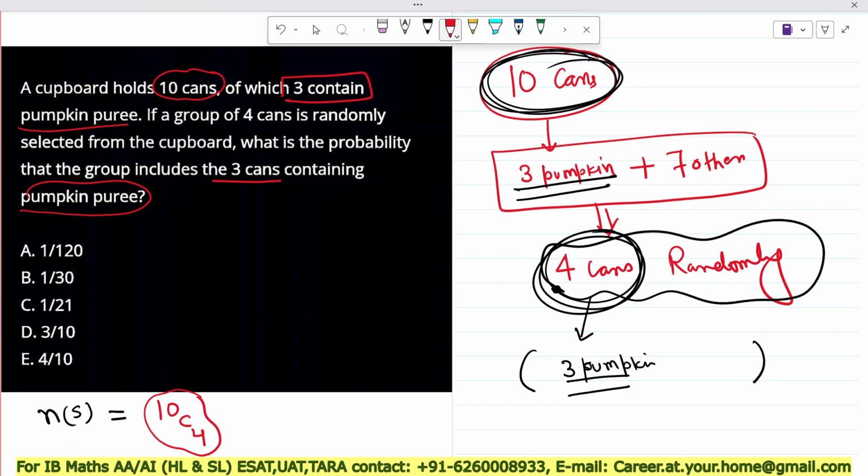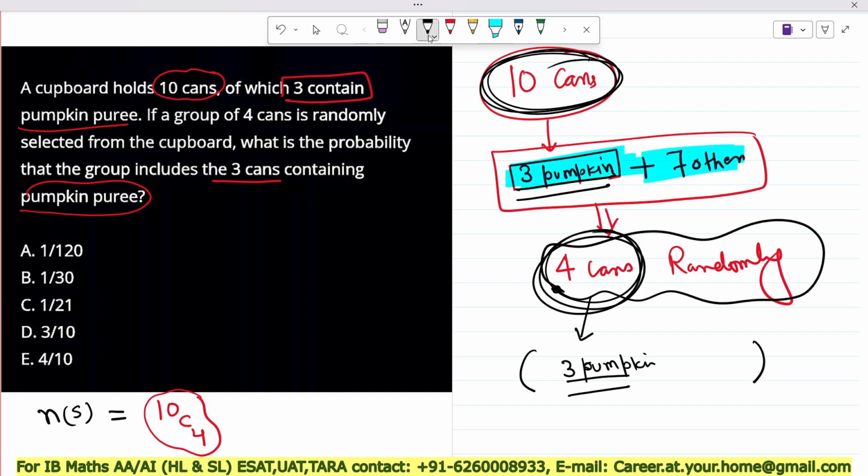What should be the number of favorable events? I want the number of cases in which these 3 pumpkin puree cans are already included. How can we solve this? How can we find in how many cases it will happen? So how we can perform this task, that's important.